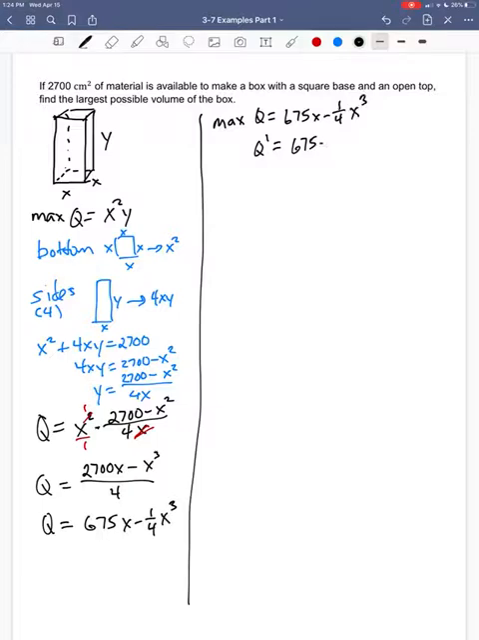So when I take the derivative, now the 3 comes down. 3 times 1/4 will be 3/4. And we subtract 1 from the exponent, so we get 675 minus 3/4 x squared. And I want to set that equal to 0. That's how I find critical numbers. Or I look for where it's undefined. But since this is just a nice polynomial function, there are no denominators, it can't be undefined. So I set it equal to 0.